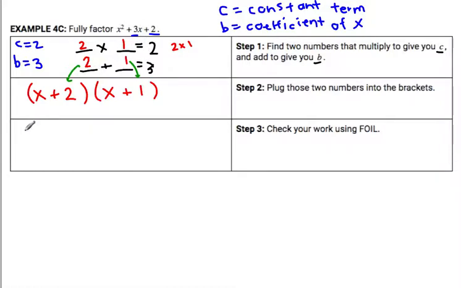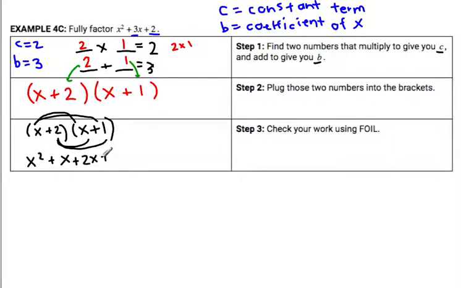My last step is to check my work using FOIL. So I should be able to FOIL out these brackets and get the original expression, x squared plus 3x plus 2. So when I FOIL, I get x times x, which is x squared, x times 1, which is x, 2 times x, which is 2x, and 2 times 1, which is 2. If I combine my like terms in the middle here, I have positive x and 2x, which gives me 3x. So I have x squared plus 3x plus 2, and that's the same as my original expression, which means that my factorization in step 2 was correct.